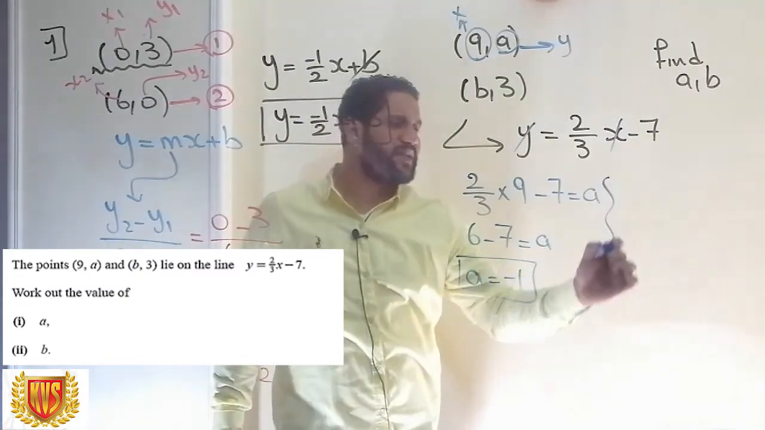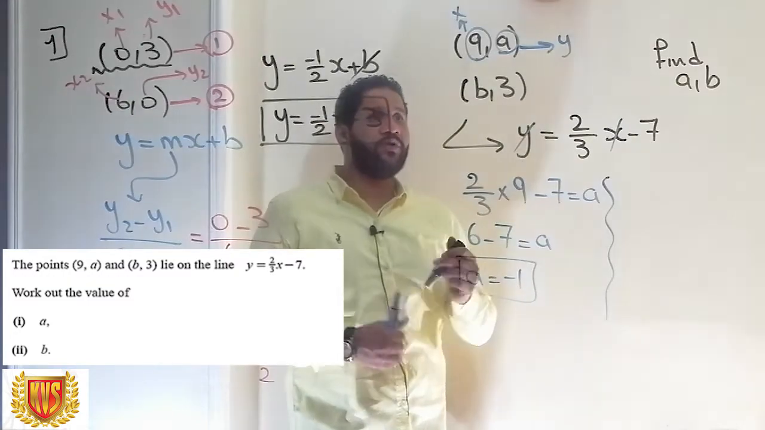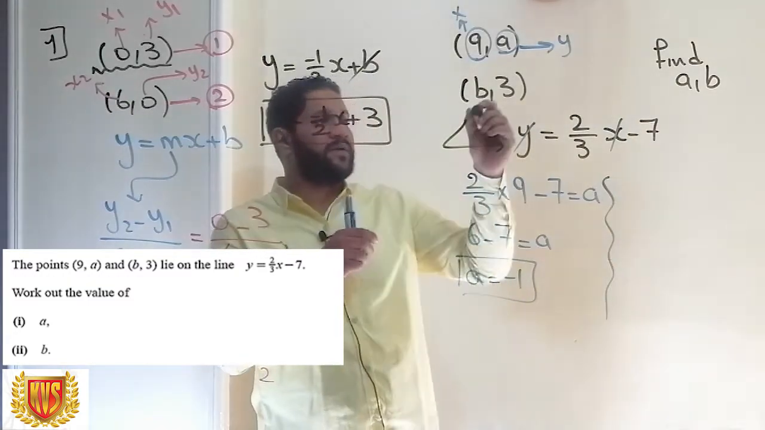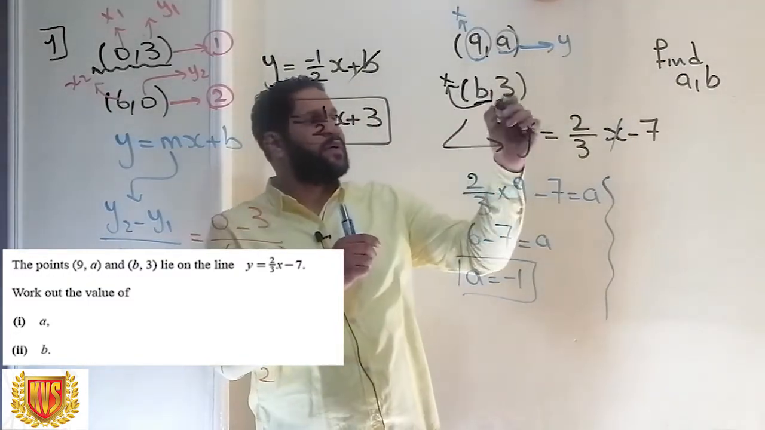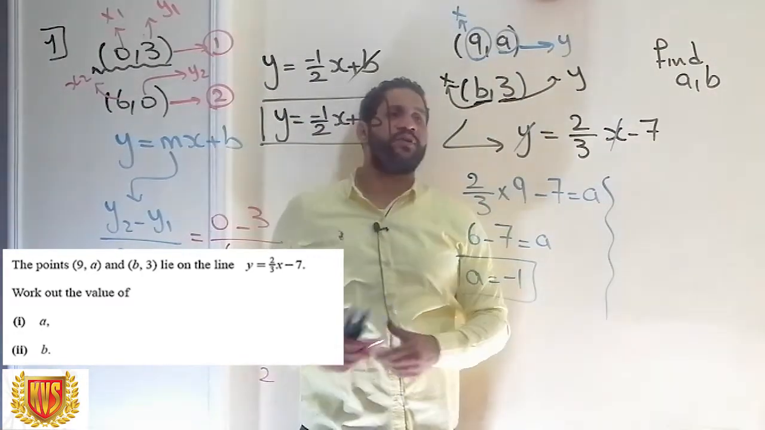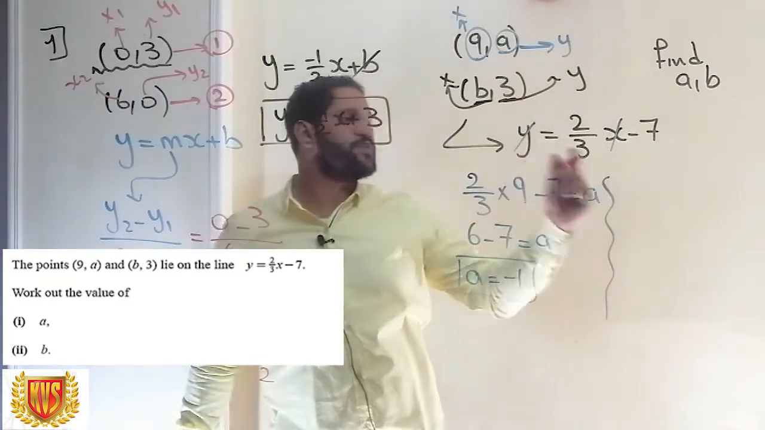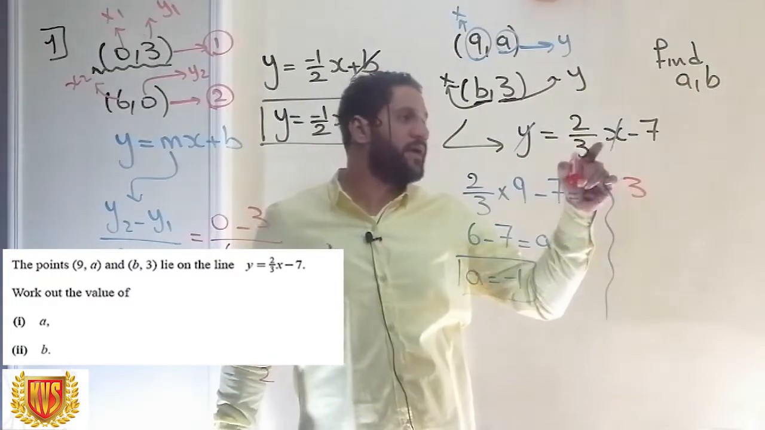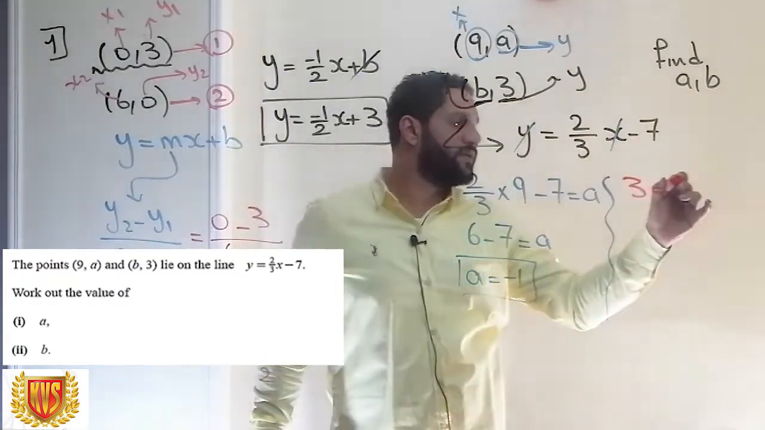How to get b? The same method. If you look here, I can see that this is x and this is y. I will go to my function and remove this y and put 3, and remove this x and put b.